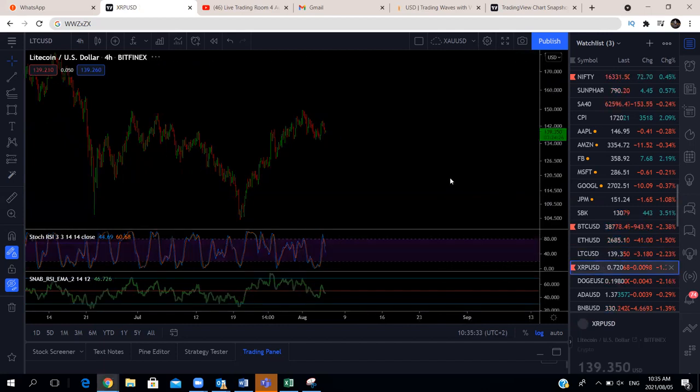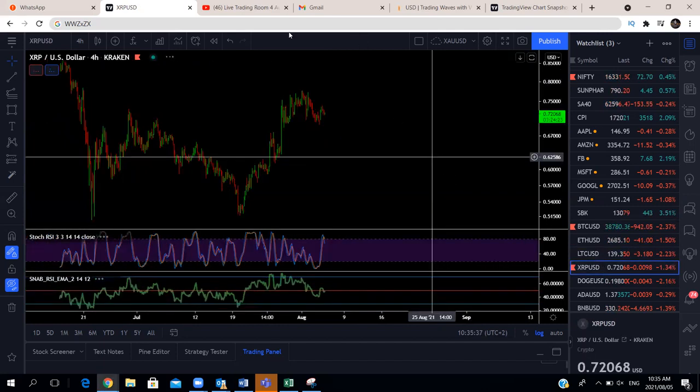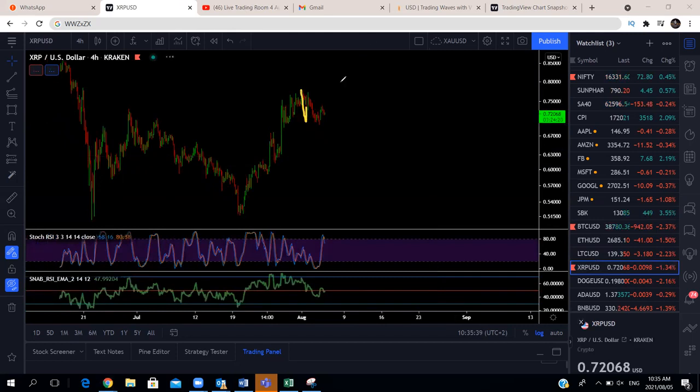XRP also showing 3 waves down here. These are 3 waves to the downside. We can have this one doing that, push to the upside, downside, and more upside.